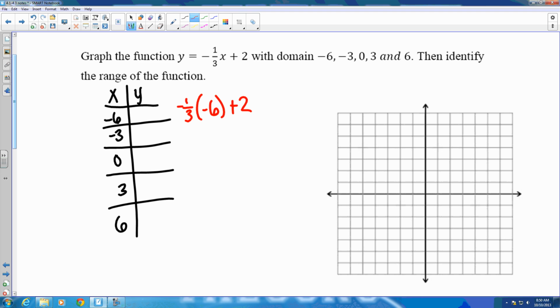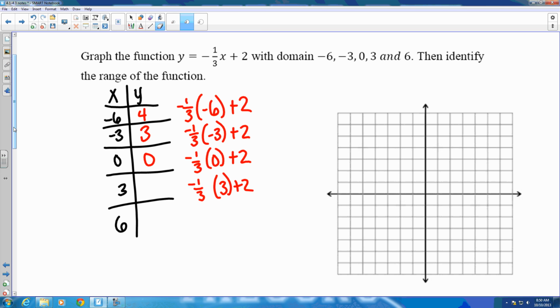-1/3 times -6 plus 2 is +4. -1/3 times -3 plus 2 is +3. -1/3 times 0 plus 2 is 0. -1/3 times 3 plus 2. Oops, I made a mistake there. It's not 0, that's 2. -1/3 times 3 plus 2 is 1, and the last one is 0. Getting ahead of myself.